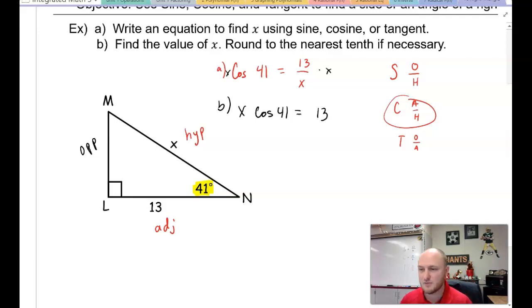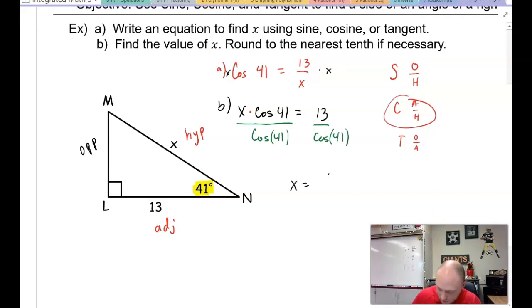Well, I haven't solved for x. Now I want x by itself. So how do we undo multiplication? Because that's what's going on, right? Aren't I multiplying x with cosine of 41? So how do we undo multiplication? With division. So now I'm dividing by cosine of 41. And we get x is equal to 13 over cosine 41.